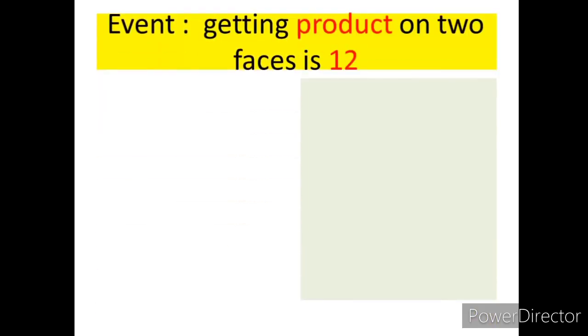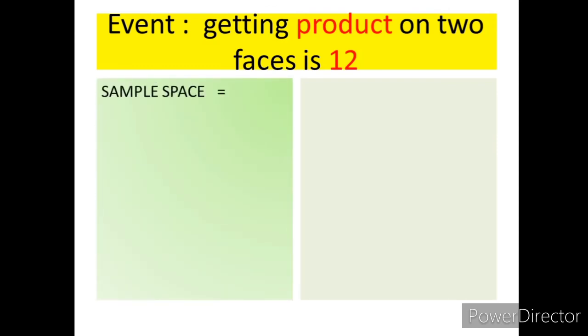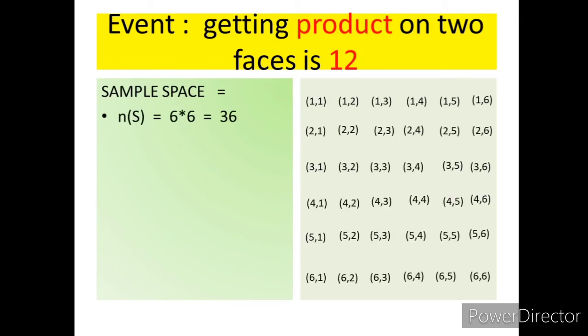Then next problem. Getting product on two faces is 12. So if you multiply the two numbers in the ordered pair, you will get 12 are the favorable outcomes, isn't it? Therefore, write down the sample space and n of s. Now write down all those ordered pairs which come under the sample space.